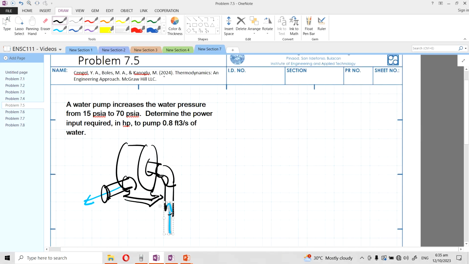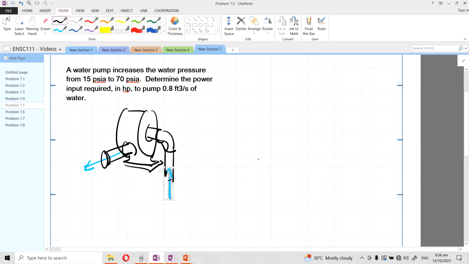Alright, so this will be our last sample problem for this use of energy balance equations. It says here water pump increases the water pressure from 15 psi to 70 psi. Determine the power input required in horsepower to pump 0.8 cubic foot per second of water.